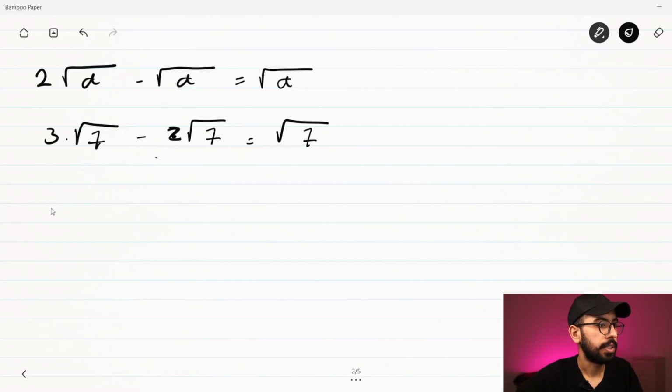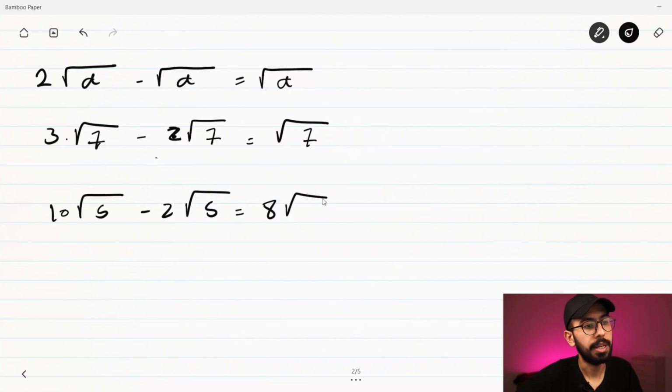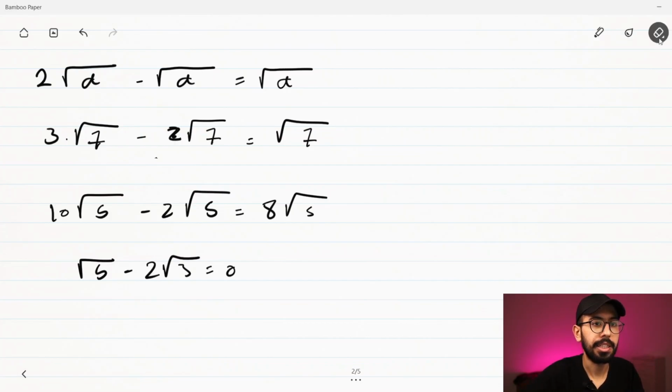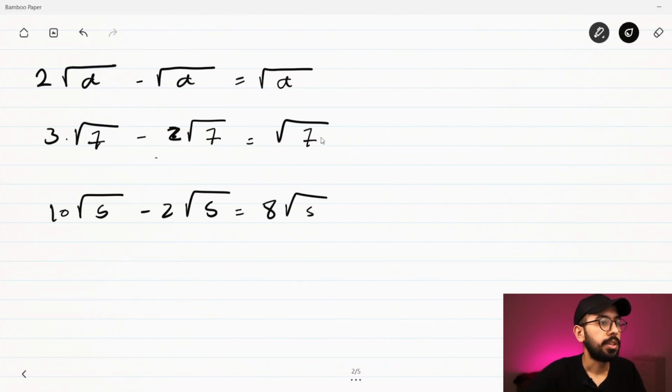If we have 10 times root of 5 minus 2 times root of 5, it will be 8 times root of 5. But this law does not exist when we have different roots. Let's say root of 5 minus 2 root of 3. We cannot do that. It doesn't exist because we have different roots and we cannot subtract one from the other. So it's that easy. Let's jump to law number 3.